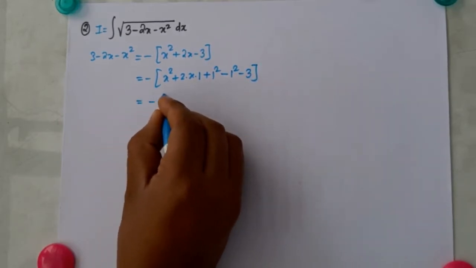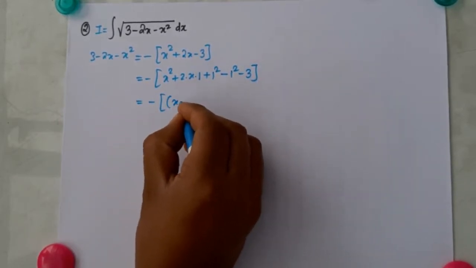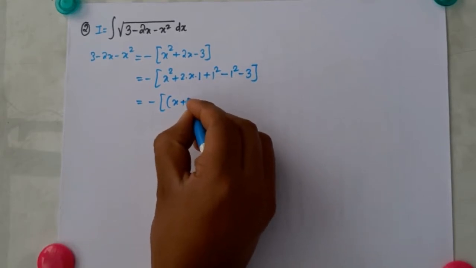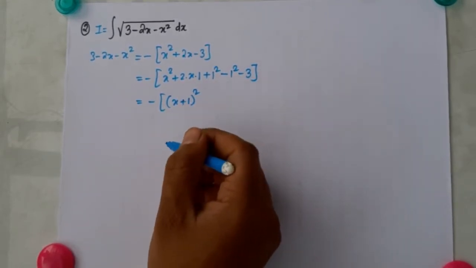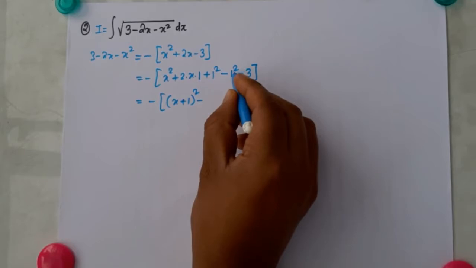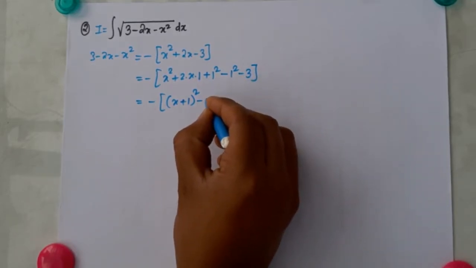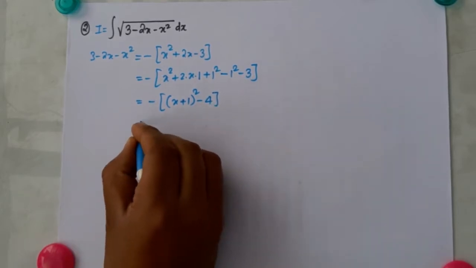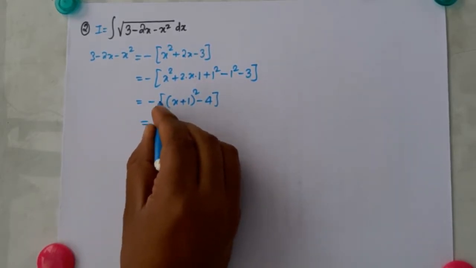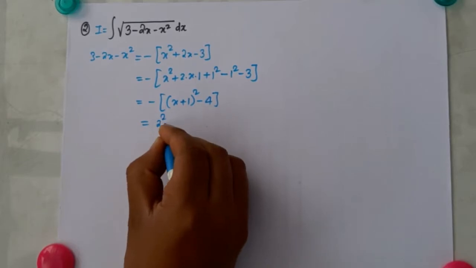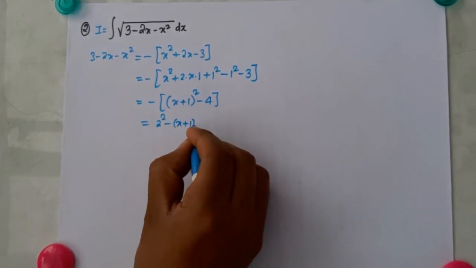So this is minus, so can I write this as x minus, x plus 1 whole square? Can I do that? Yes. So this is 1 square, which is 1, so this is 3. So altogether this is 4, which can be written as, okay, let me write it as 4 only. So this can be written as, after multiplication with minus, 2 square minus x plus 1 whole square.